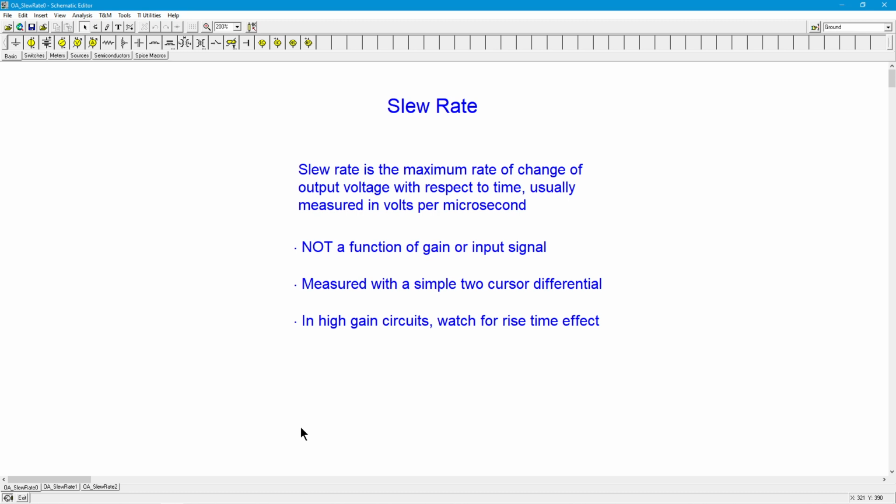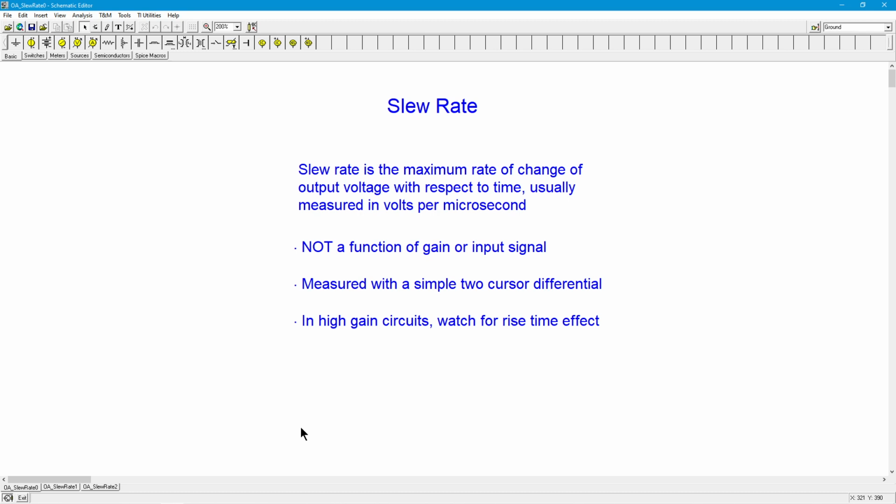Important to remember that slew rate, because it's output referred, is not a function of the gain of the amplifier or the size of its input signal. We can measure it with a simple two-cursor technique where we just find the differential between the voltage and the time. This is a straight line that we're going to get. So it's a very straightforward sort of measurement that we can take. Typically, you would do this in lab, with a digital scope, you'd have your cursors moving around. I'm going to essentially do the same thing here in Tina.